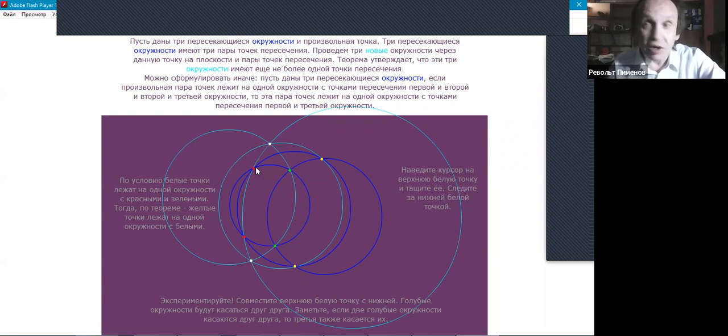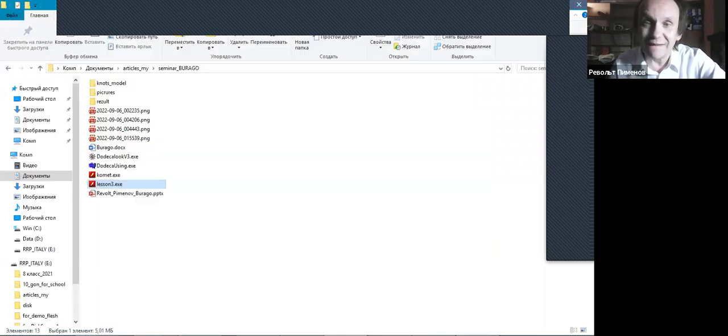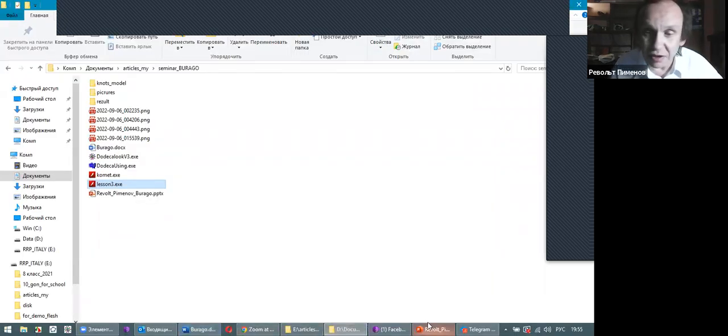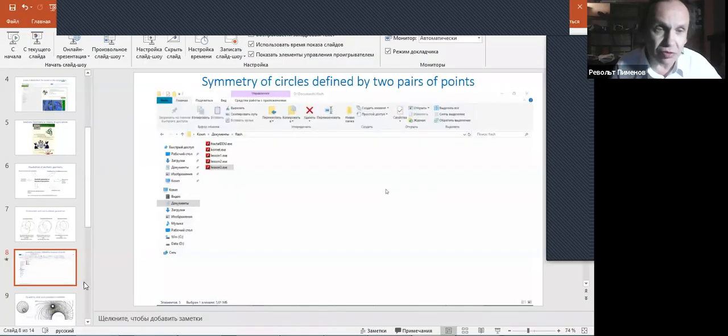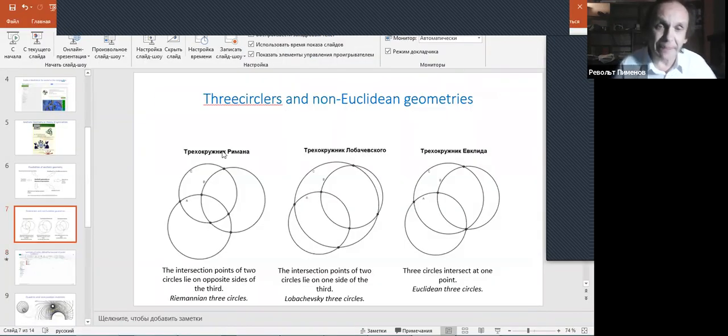So I'll close this and return to the file of the presentation. If we have three intersecting circles, we have three cases. As I write, the intersection points of two circles lie on opposite sides of the third. And I named these three circles Riemann three-circular.